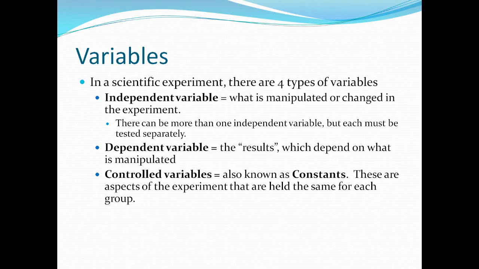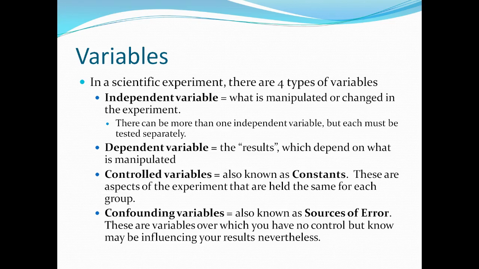Controlled variables are also known as constants. This is often confusing to students because they confuse controlled variables with controls. Controls are not the same as constants. Constants are the aspects of the experiment that are held the same for each group. Finally, there are confounding variables. The word confound means to confuse. So confounding variables are sources of error. These are variables over which you have no control, but you know may be influencing your results nevertheless.